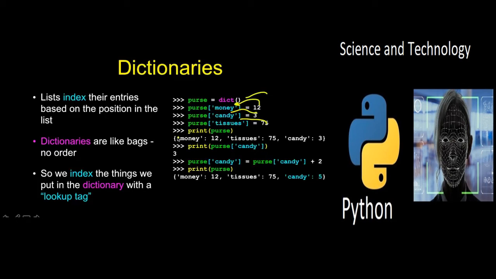If we say what's in there, you say, oh, there's 3 things in there. There is 12, 75, and 3, stored under the keys money, tissues, and candy, respectively. We can ask, using the index operator, what is per sub candy? That's like saying, hey, give me back candy, and out comes the number 3.